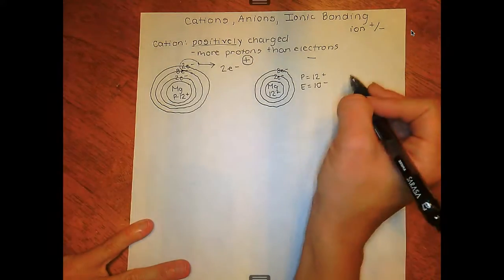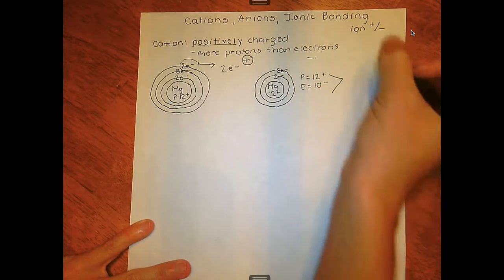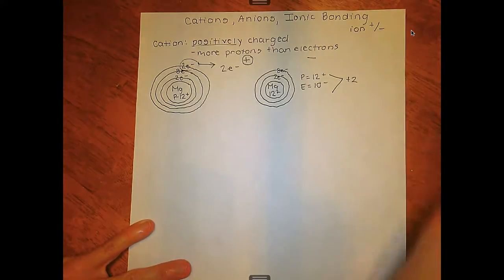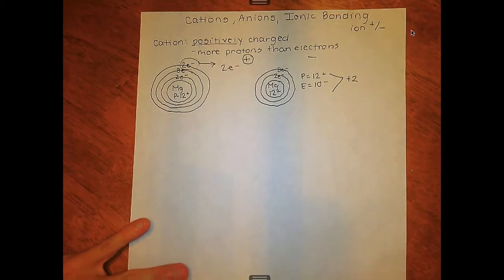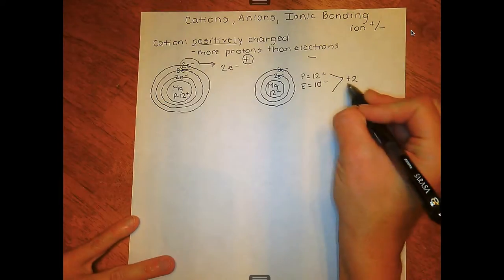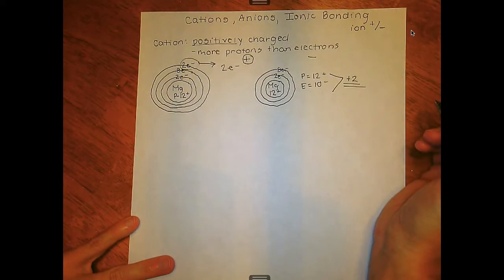When we look at this and ask, what's the overall charge? The overall charge is a +2. And so we would consider this magnesium ion to be a cation because it is positive.